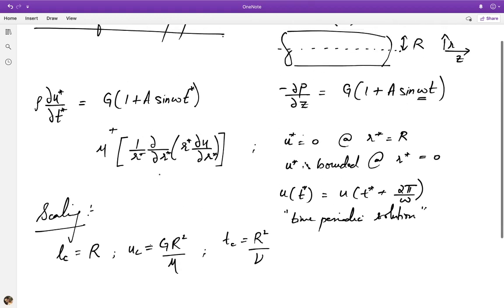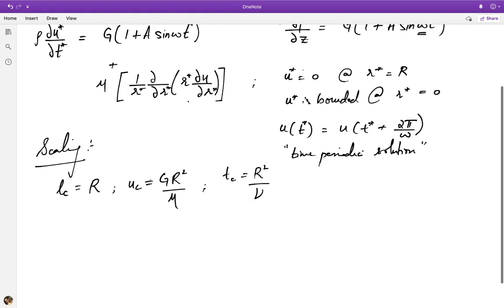Oh yes, another useful step at this stage right away is to recognize that I can decompose this pressure gradient into, of course, its constant part and its oscillatory part. And since the problem is linear, I can write U star as a steady part which is driven only by G, and the oscillatory component which is driven by Ga sine omega t. And then I can write the scaled version of that as well.